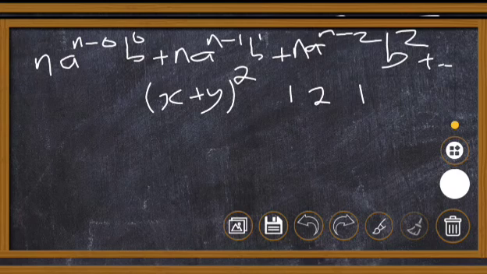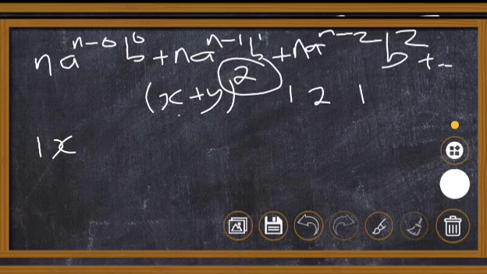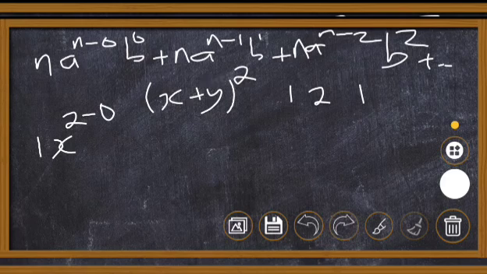In this case, where there is n, firstly we are going to put 1. And then where there is a, we are going to put x. And where there is power n, we are going to write this power here, so it's going to be power 2, and then minus 0. And then where there is b, we are going to replace it with y, and where there is 0 there, it's just going to be 0, and then plus.